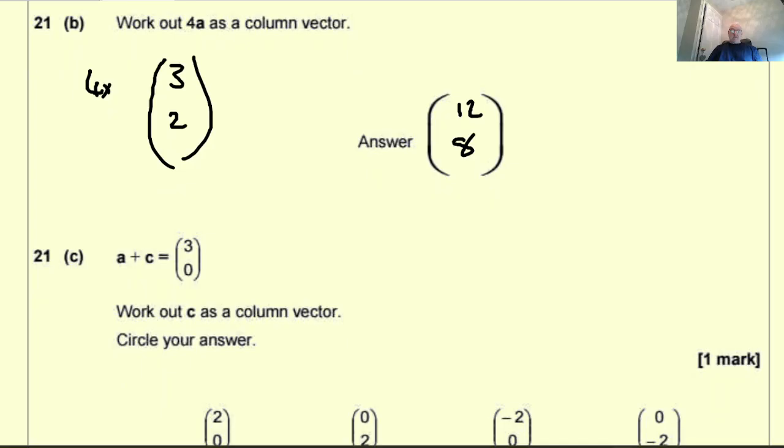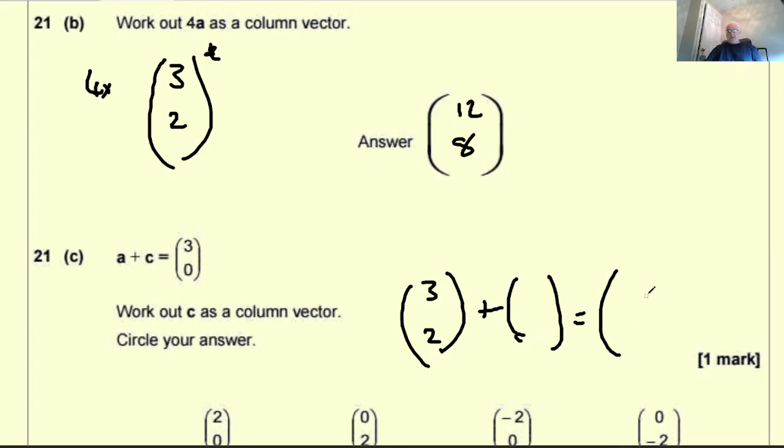And question C. Work out C as a column vector. I've got A plus C equals 3, 0. Well, we used A here, so I know A is 3, 2. And I'm going to have to find something that I'm going to add to it that equals 3, 0.